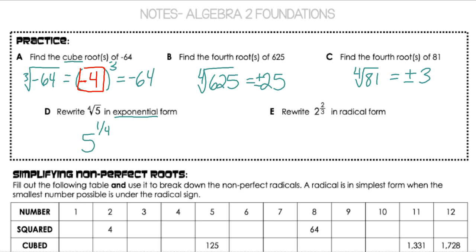E is asking us to do that in reverse, so I know that 2 is my exponent, so I'm going to have 2 squared, and 3 is my root, so I'm taking a third root of 2 squared. If we wanted to simplify that, we could take the cube root of 4. That's not a nice number, it's a decimal, so we could just leave it as that to be exact.